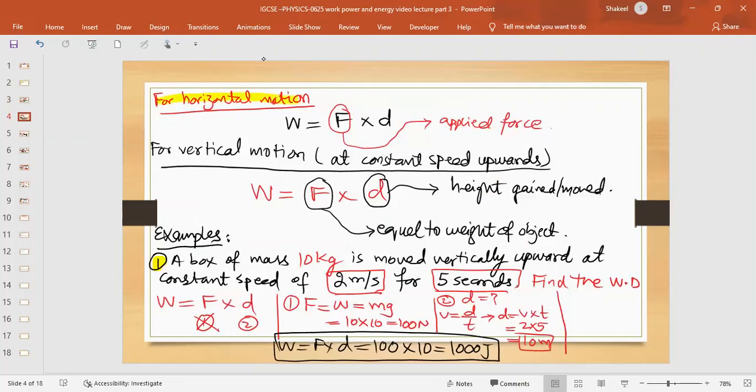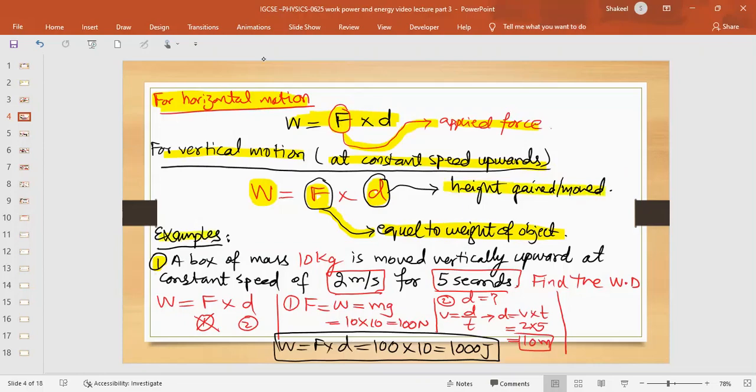There are two types of movement when you do some work on an object: horizontal and vertical. For horizontal motion, to find the work done you use F, the force applied, into the distance moved. For vertical motion at constant speed, like lifting something up at constant speed, the work done is again force into distance. But this time, the force is equal to the weight of the object. Remember, whenever you lift something up, the minimum force that you have to apply is equal to the weight of the object. And d is the distance, which is the height gained.